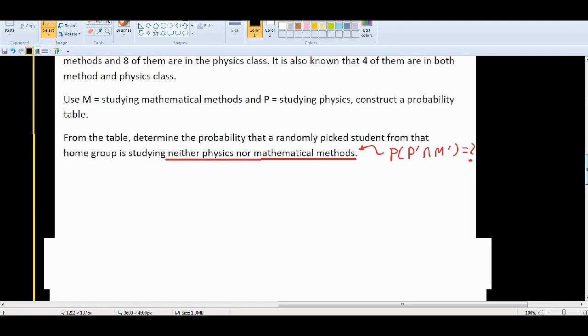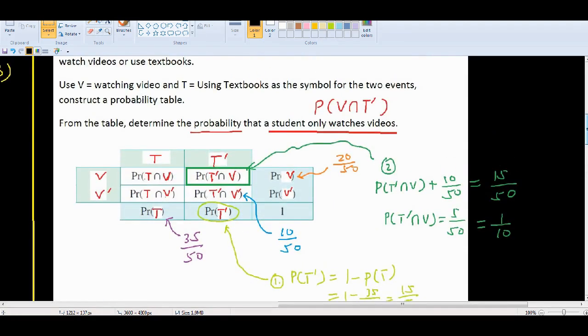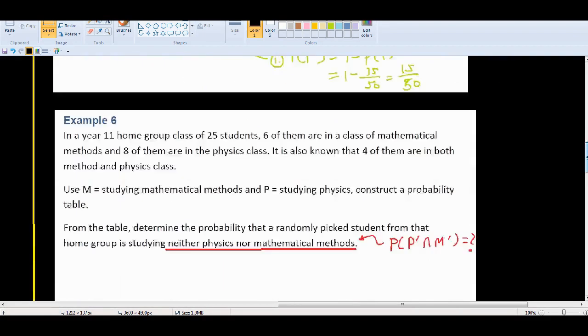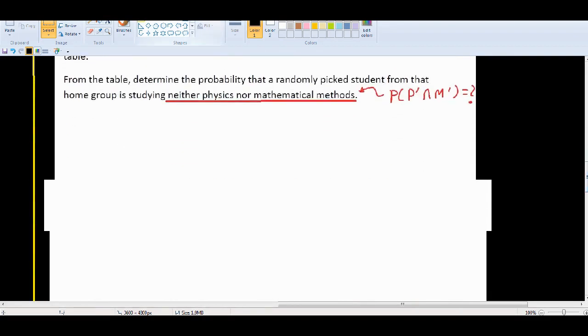Okay, so let's construct the table. Like what we've done with the table before. Remember, you need basically 4 rows and 4 columns, right?